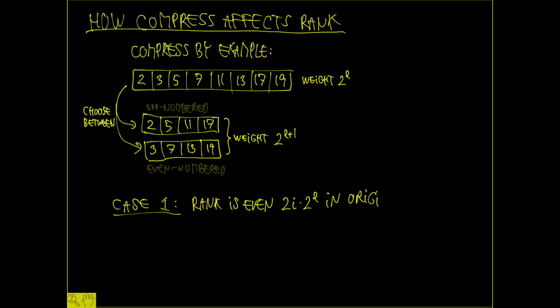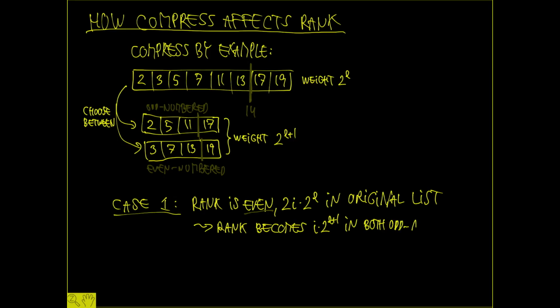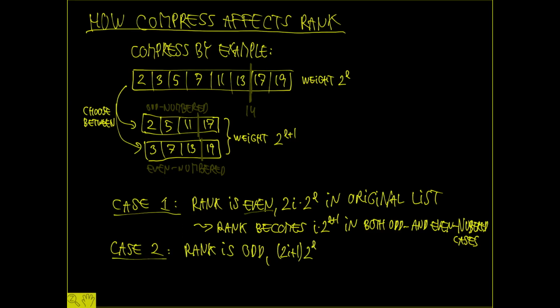If we think about an element that has even rank in the original list, then the rank with respect to that list is going to be 2i for some i times 2 to the L, where 2 to the L is the number of elements represented by each element. When we do the compression step, the rank is going to remain the same. It's still going to be i times 2 to the L plus 1, both in the odd and the even numbered case.